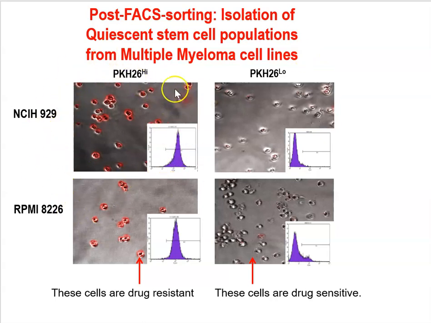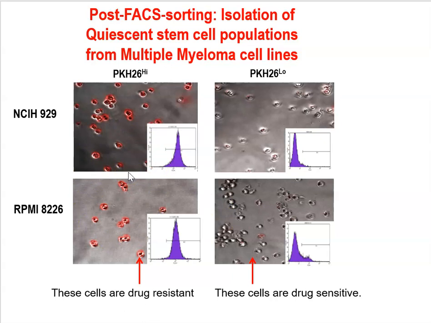So what we've done is we've taken some PKH high cells and we've performed FACS, so fluorescence-activated cell sorting. It's a flow cytometry based technique, and we're sorting out all of the PKH high cells into one well and the PKH low cells into another well and studying them in isolation. And what we found is that all of the PKH low cells are drug sensitive and all of the PKH high cells are drug resistant.